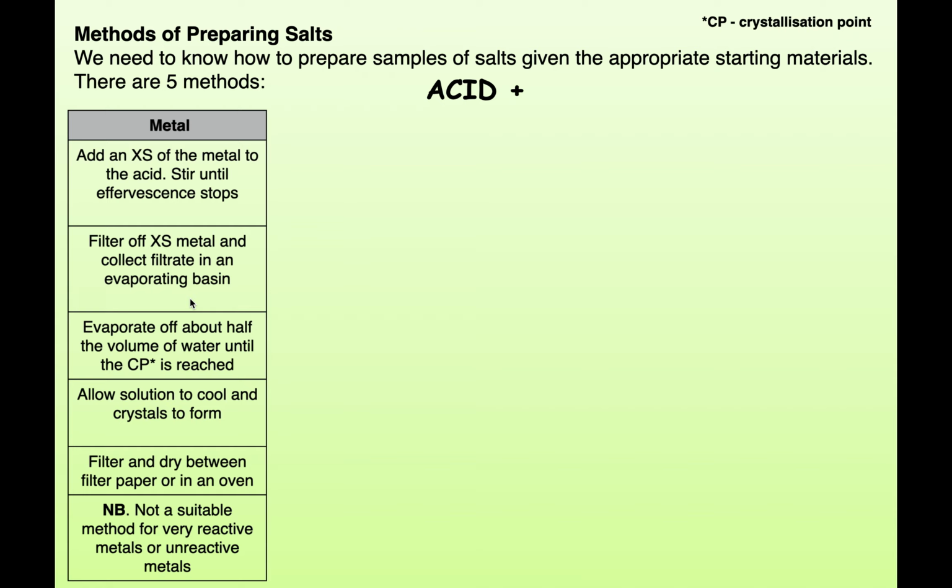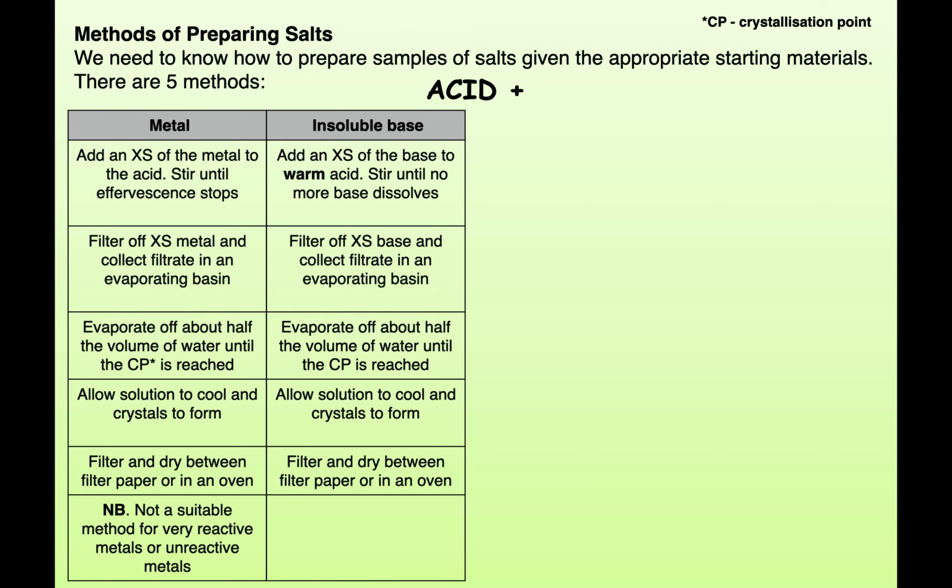an oven at a low temperature, not a high temperature, because it could potentially cause the crystals to thermally decompose. So at a relatively low temperature just to dry them, and then you've got a sample of your crystals, you've got your salt. This method is not suitable if the metal is very reactive, such as potassium or sodium, or if the metal is unreactive, it won't react with an acid, for example, copper or silver.